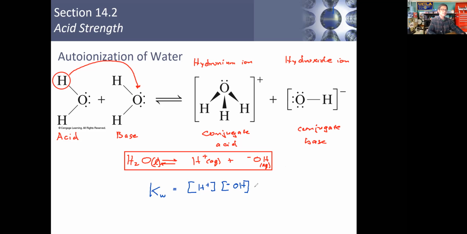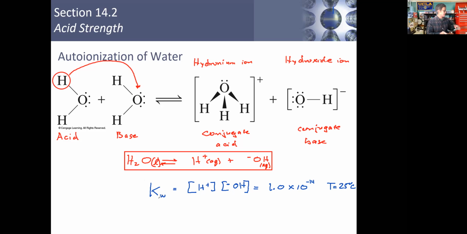And we know that this number is special because it is a constant number as well. This is equal to 1 times 10 to the minus 14. So the equilibrium constant for that one is equal to 1 times 10 to the minus 14 at a temperature, and make sure you keep this in mind, at a temperature of 25 degrees Celsius. So this expression here is what we refer to as the auto-ionization of water.